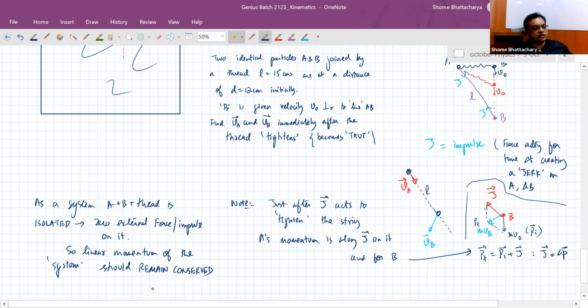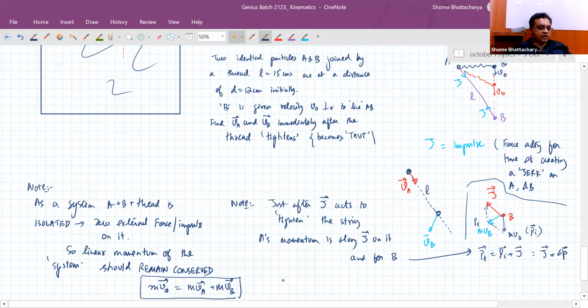So what we are going to see here is that the initial momentum of B before the jerk acted will be the momentum of A plus the momentum of B after the jerk acted. So this vector relation, we'll have to apply this. Okay, so that's the second thing.